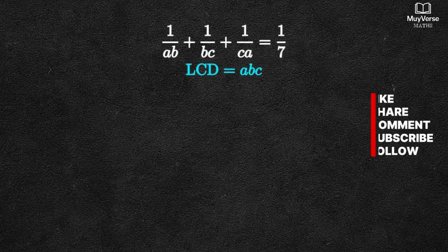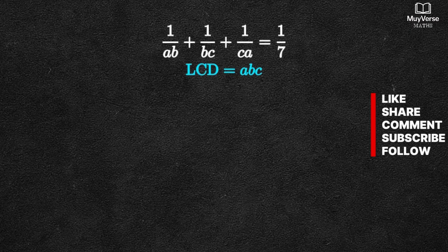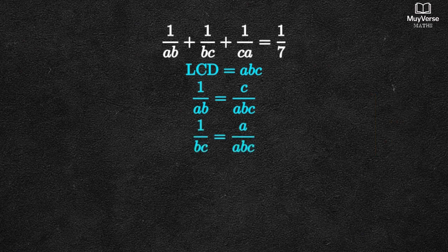The least common denominator of AB, BC, and CA is ABC because it includes all three factors. We rewrite each term with denominator ABC. 1 over AB becomes C over ABC. 1 over BC becomes A over ABC. 1 over CA becomes B over ABC.